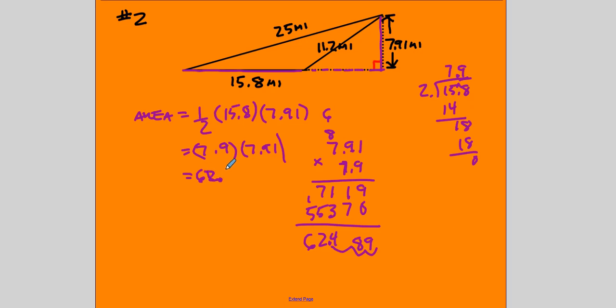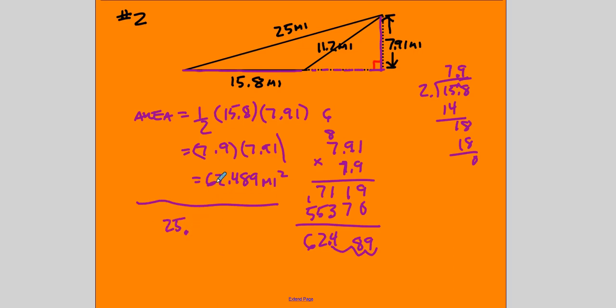62.489. That's going to be miles squared because the units are miles on the linear. Now, that's the area. Now the perimeter is going to be 25.